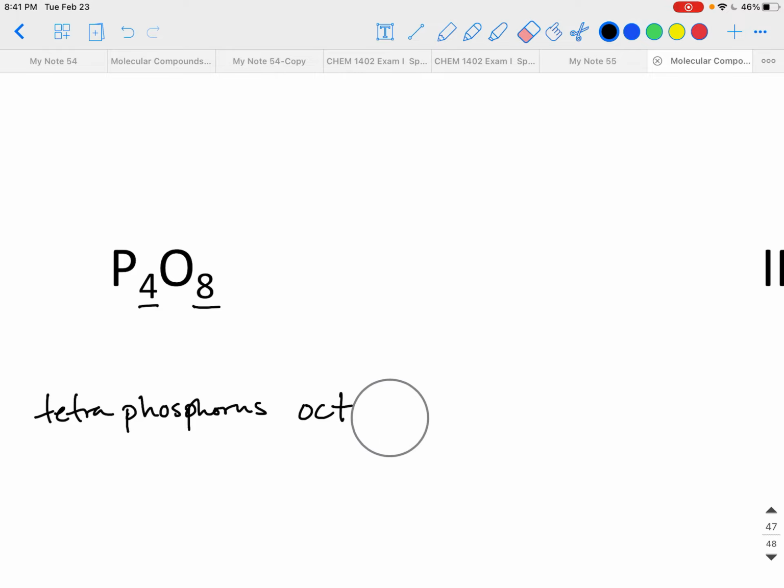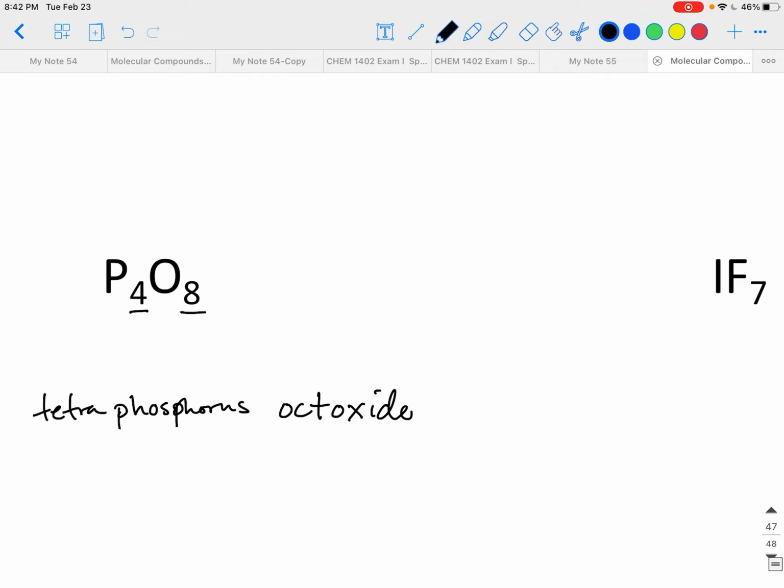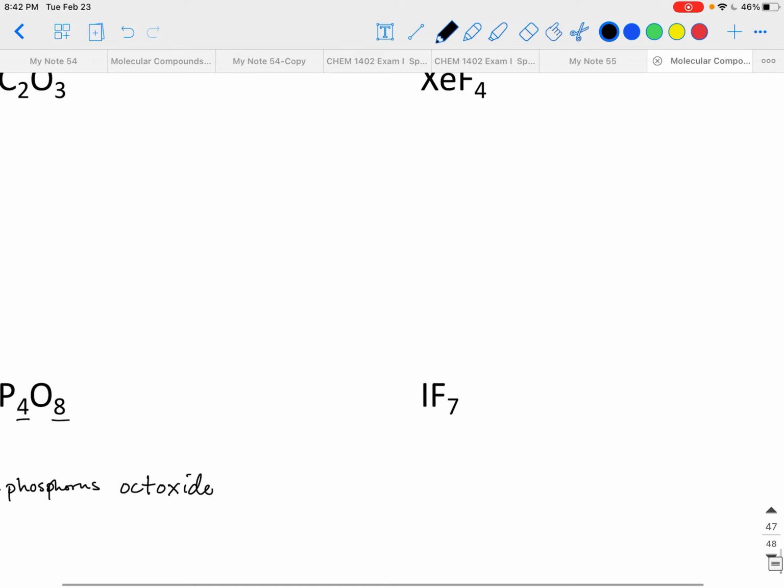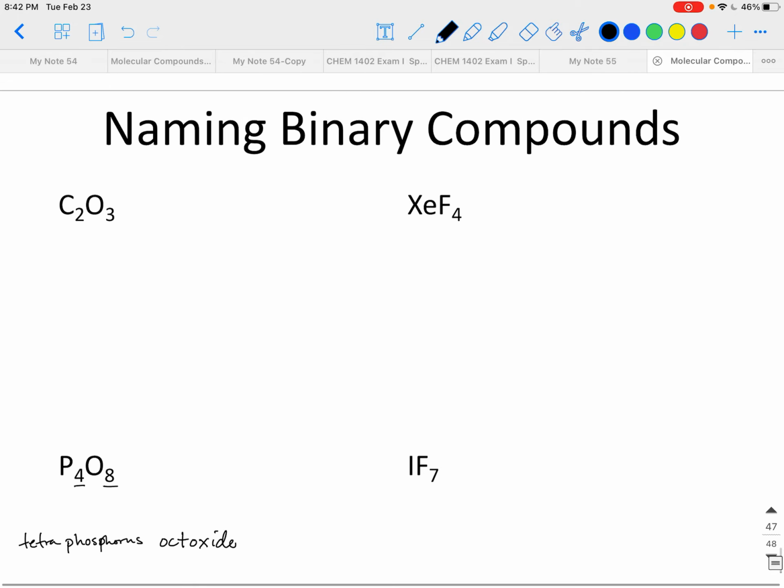But remember, we don't want those two vowels together, so we're just going to take off the A. So it would be octoxide, IDE. That's a very weird word, octoxide. It's hard to say. Tetraphosphorus octoxide. And there you go.